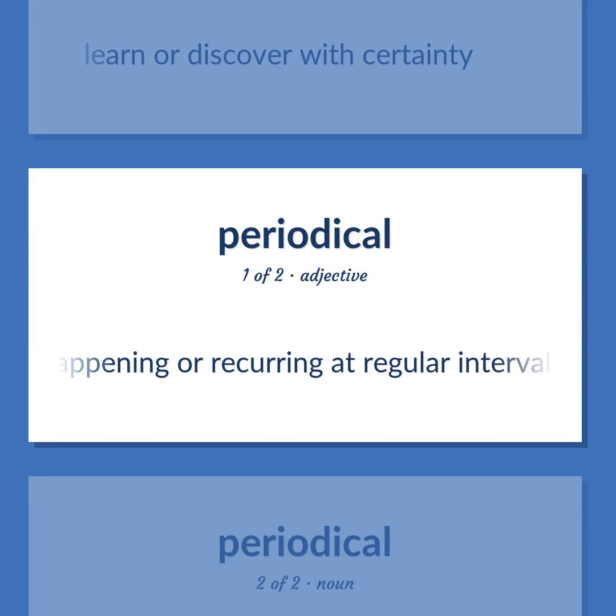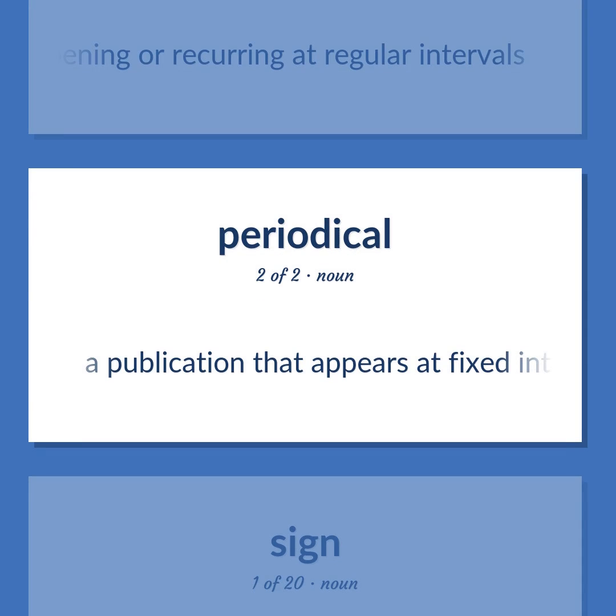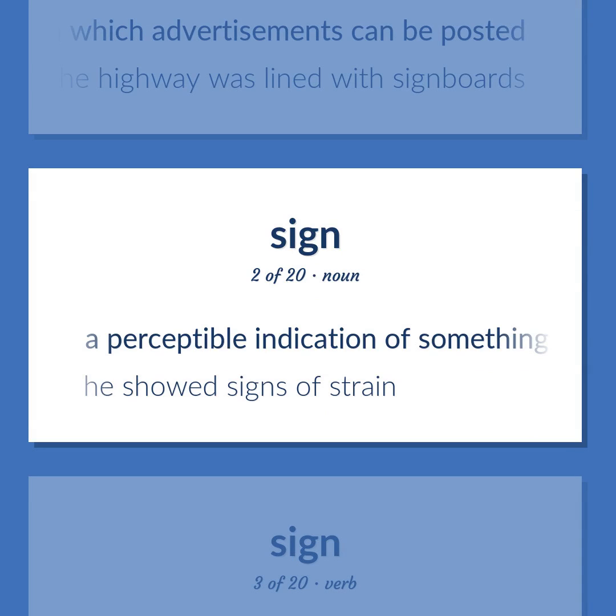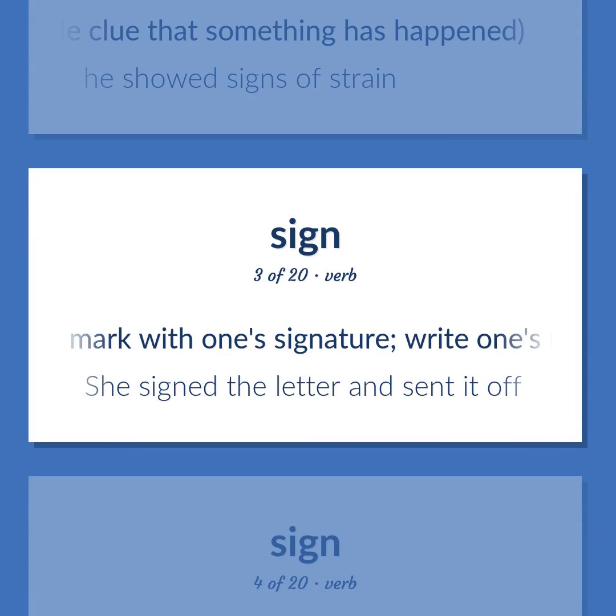Happening or recurring at regular intervals. A publication that appears at fixed intervals. Structure displaying a board on which advertisements can be posted. The highway was lined with signboards. A perceptible indication of something not immediately apparent, as a visible clue that something has happened. He showed signs of strain. Mark with one's signature. Write one's name, on. She signed the letter and sent it off.